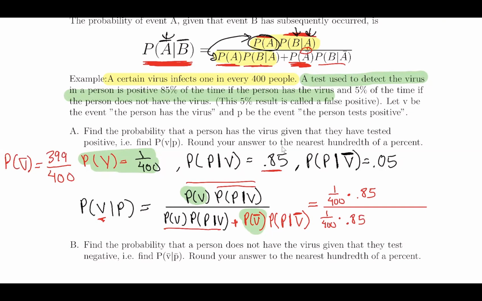Cool. Thanks, Alexis. All right. So we'll put right here plus 399 out of 400 multiplied by this, which is 0.05. And that's how you do it with the formula.